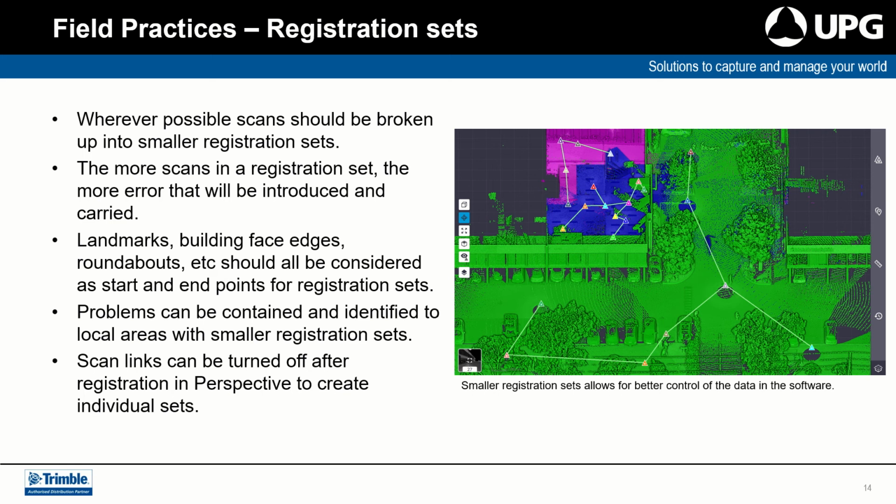The problem can be contained to local sections when you are looking at individual registration sets. And it also means that when viewing the data, you can turn off a single registration set to make it easy to identify a single section of the data.